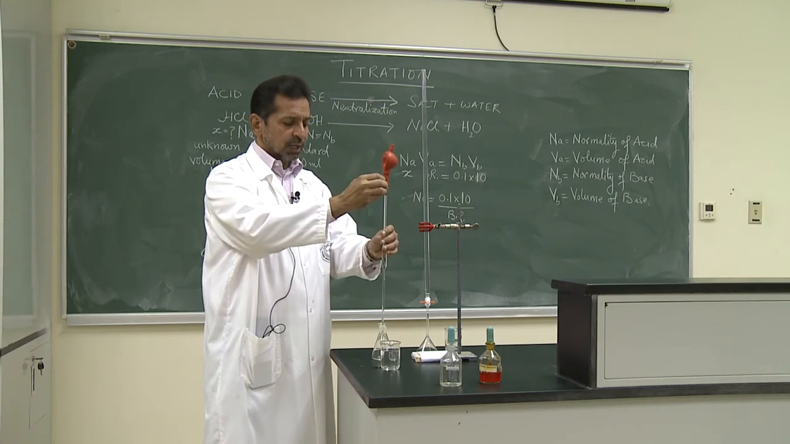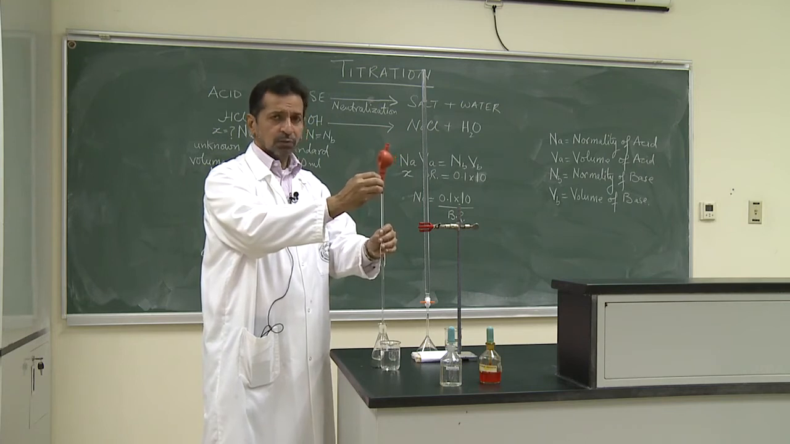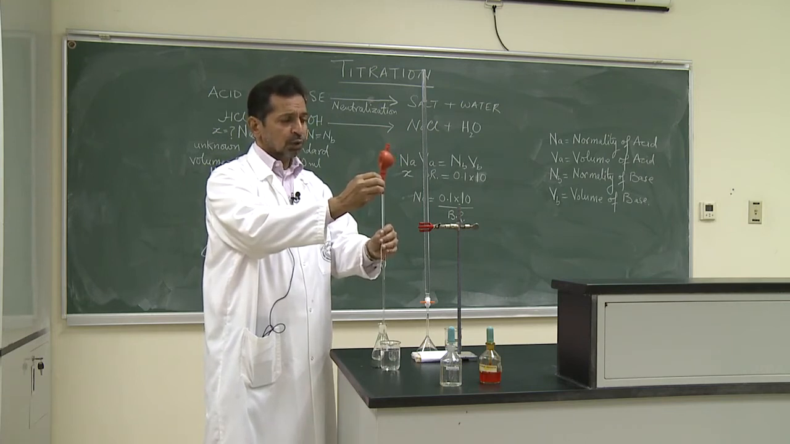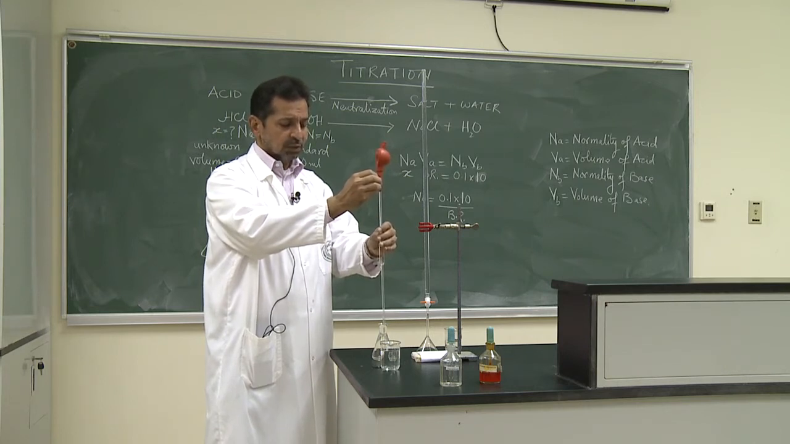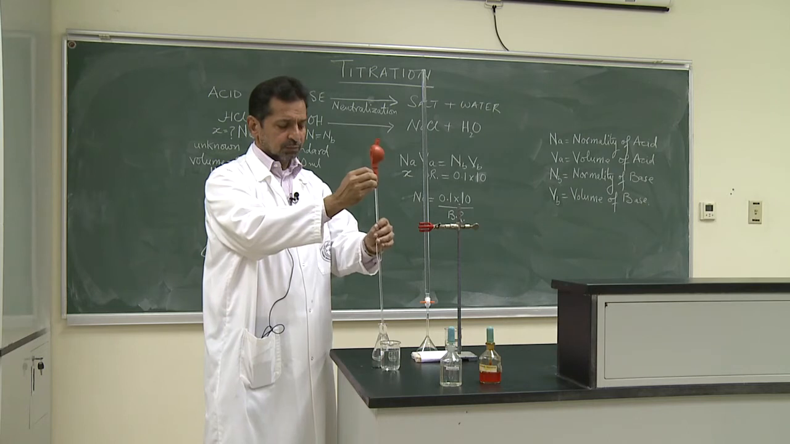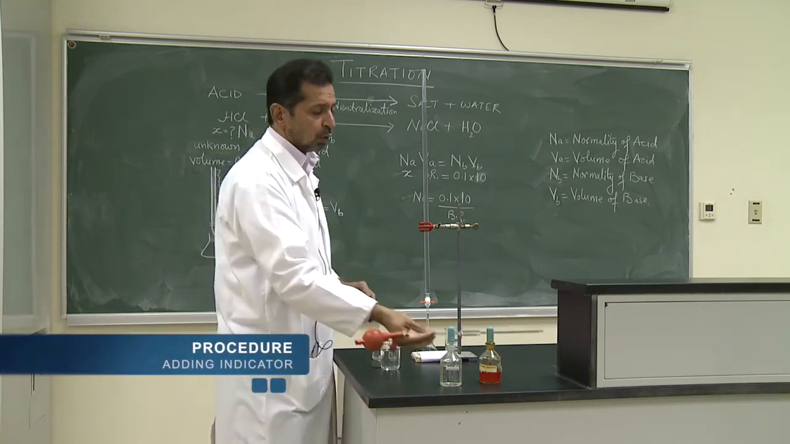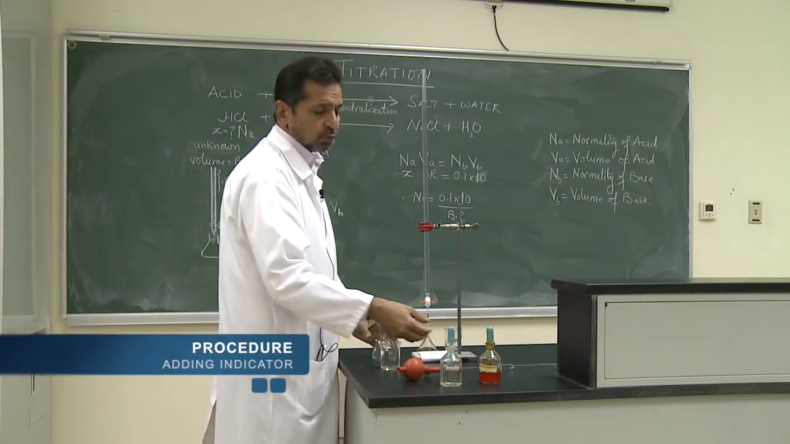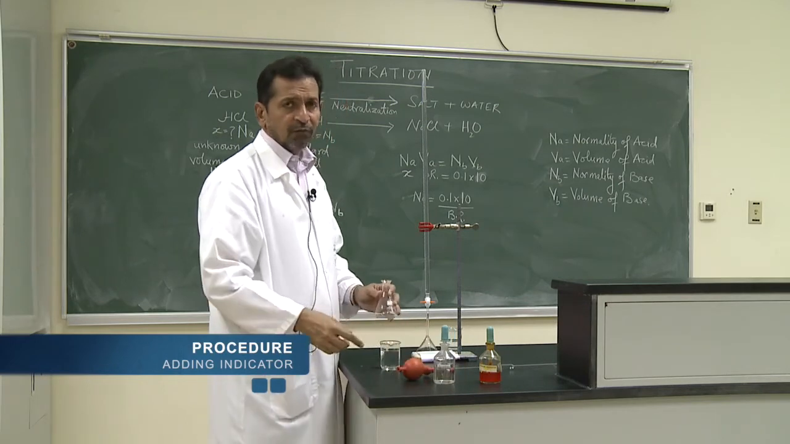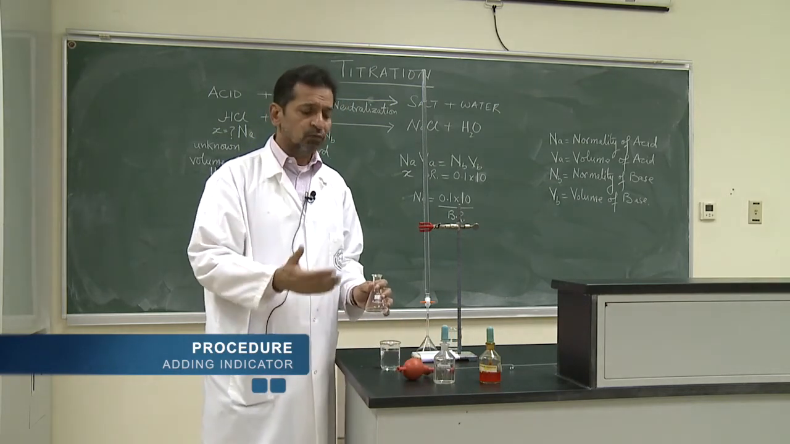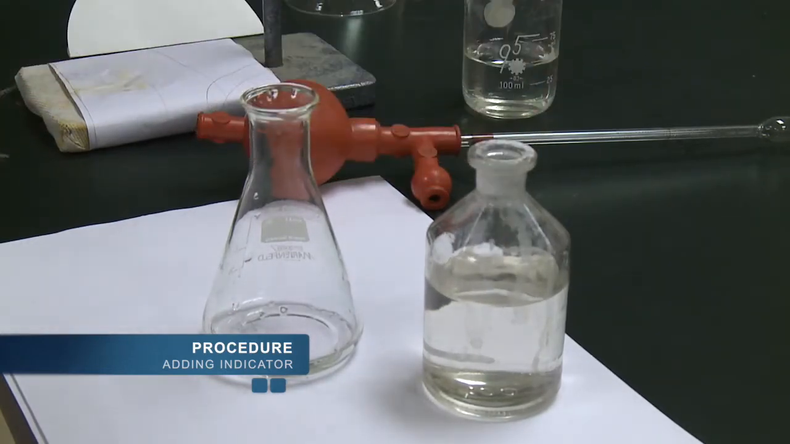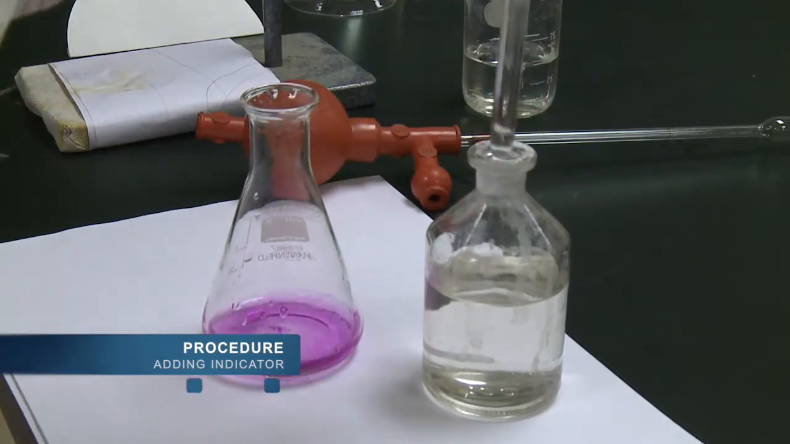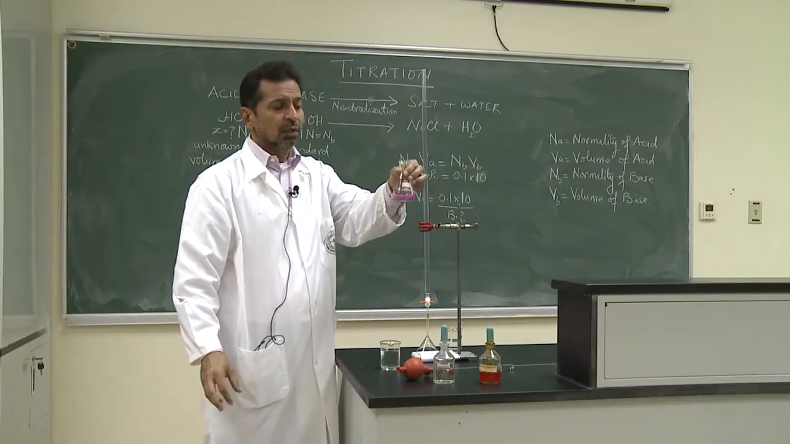This is 10 ml of the base in the conical flask. With the help of the suction bulb through the pipette, exactly 10 ml of the base comes in the conical flask. And then in the conical flask, we have to add 1 drop of phenolphthalein or methyl orange. First we will use the phenolphthalein. So I am taking 1 drop of phenolphthalein with the base, so it will give the pink color.